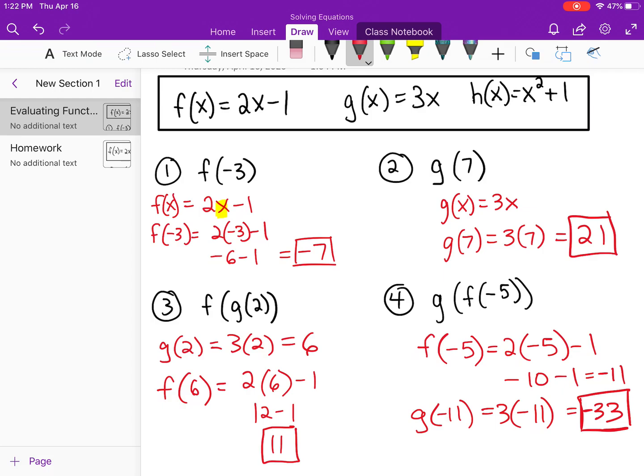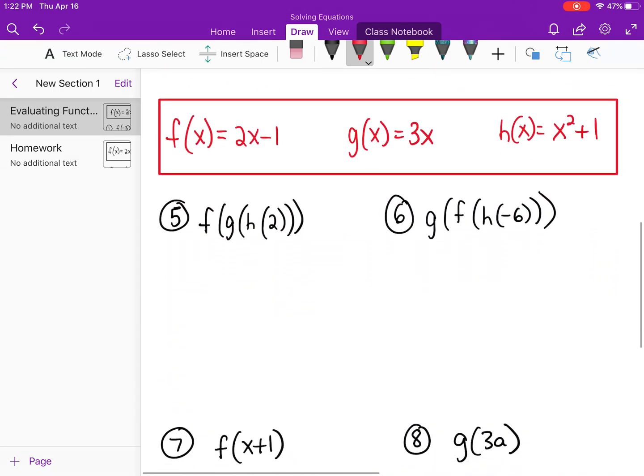Okay, so I've got a couple more examples with the same three functions. And now we're finally going to be using that h of x. As you can see, the next two, number 5 and number 6, are using all three functions. Remember, we work from the inside out, so these ones could get a little complicated. I'll try to slow it down a little bit.